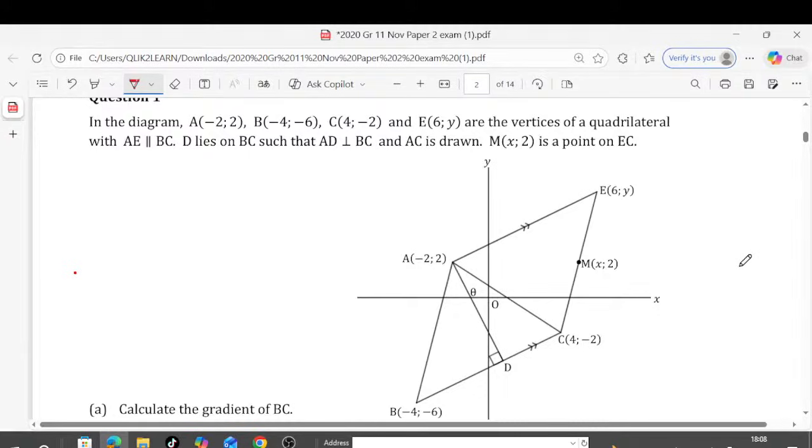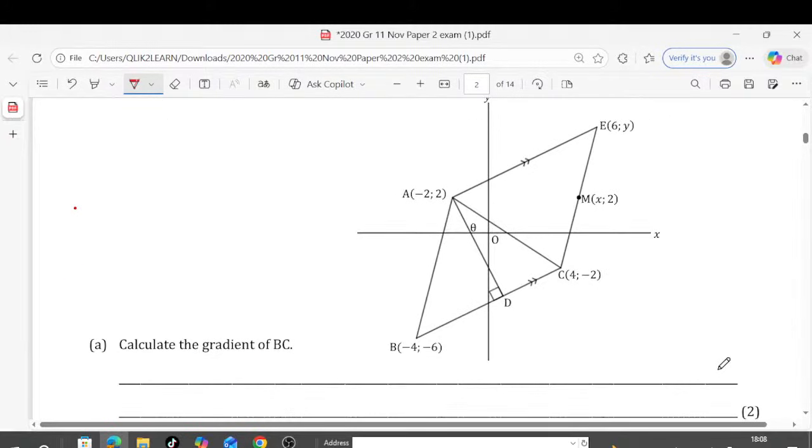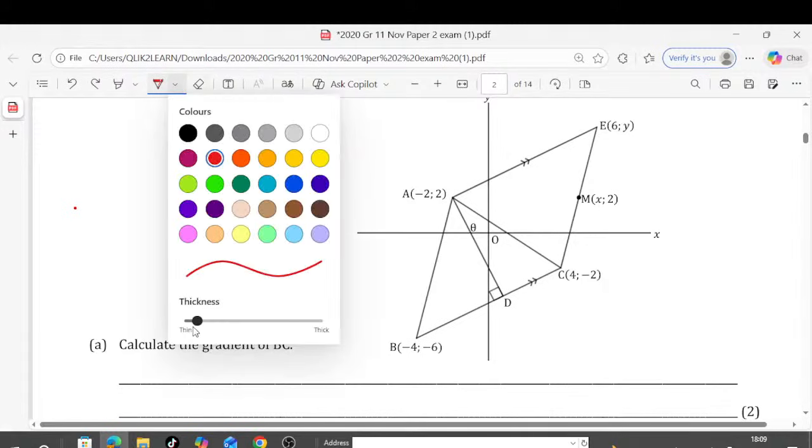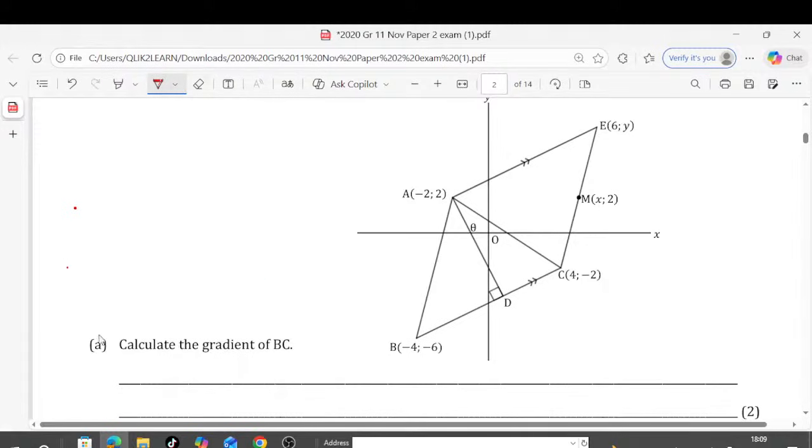If you still remember, I said that if we calculate the gradient of BC, what do we do? You need to write the coordinates of B down. That's the first thing that you need to do. The coordinates of B are (-4, -6), and the coordinates of C are given as (4, -2).